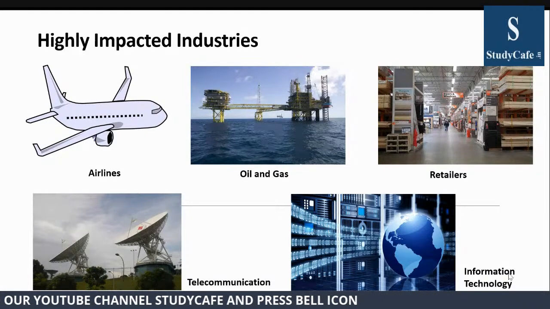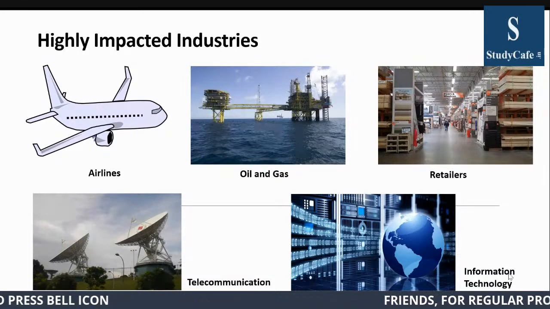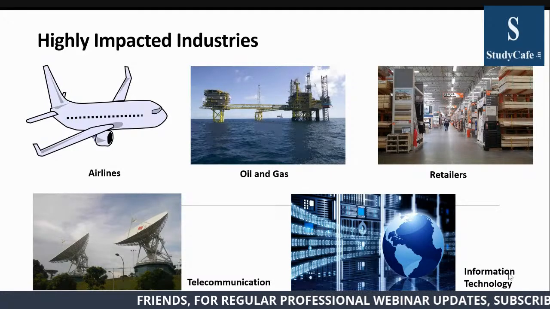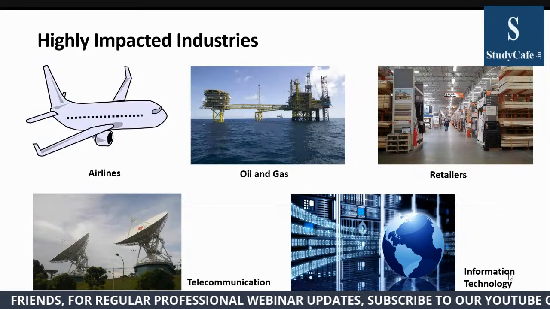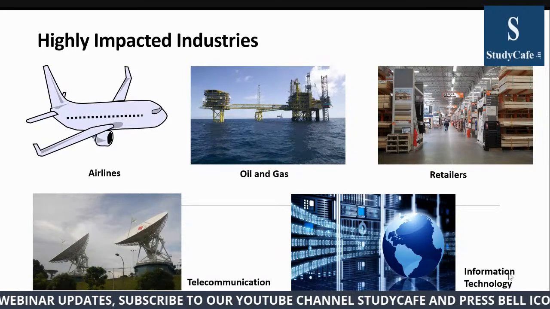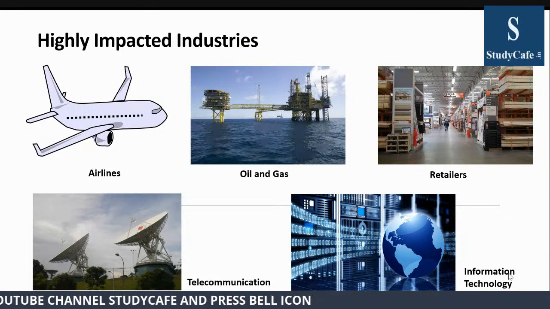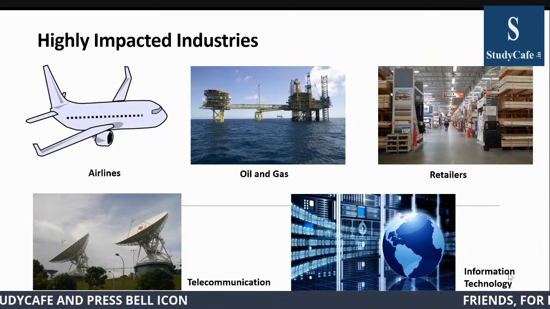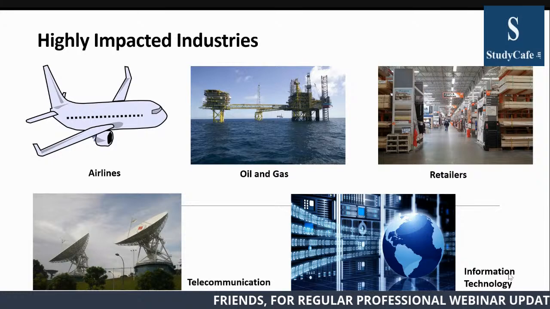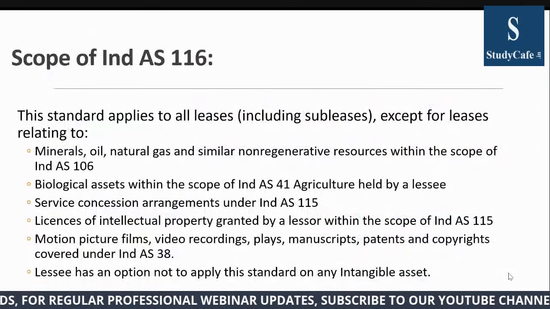So we were discussing the impact on the financial statements of the lessees. In the balance sheet, an asset has been added and a liability has been added. In the P&L, finance cost has been added and depreciation has been added. And in the cash flow statement, cash outflows from operating activities have reduced and cash outflows from financing activities have increased. Right, this has been the impact on the financial statements due to transition.